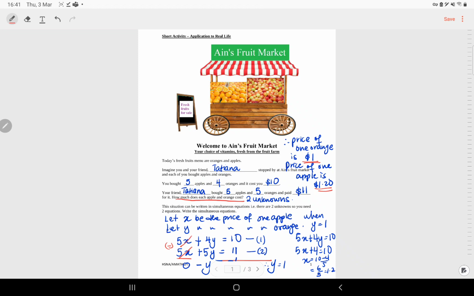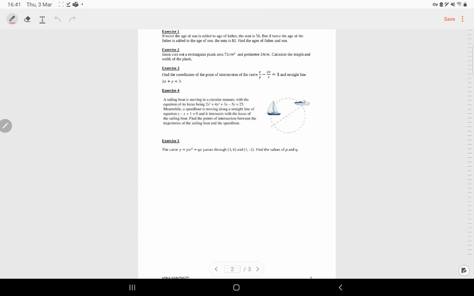Now we'll go through an exam type of word problem. Let's have a look at exercise 2. Jason cuts out a rectangular plank, area 72 centimeter square and perimeter 34 centimeter. They want you to calculate the length and width of the plank.